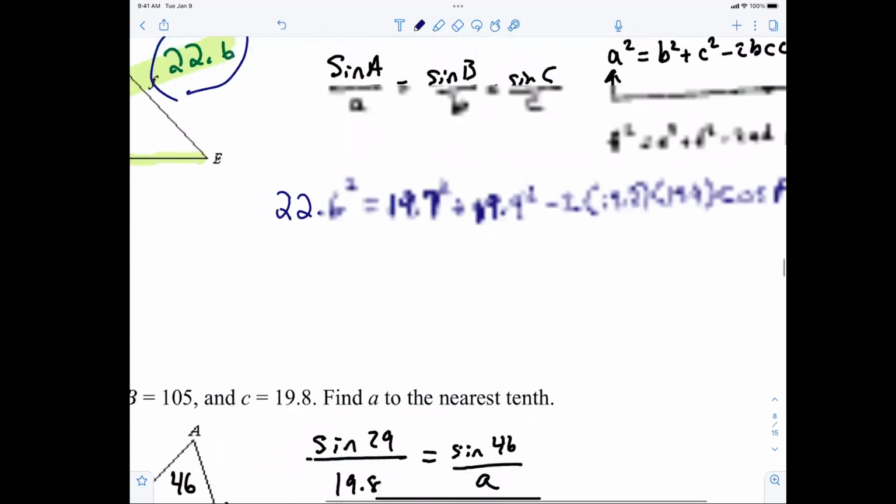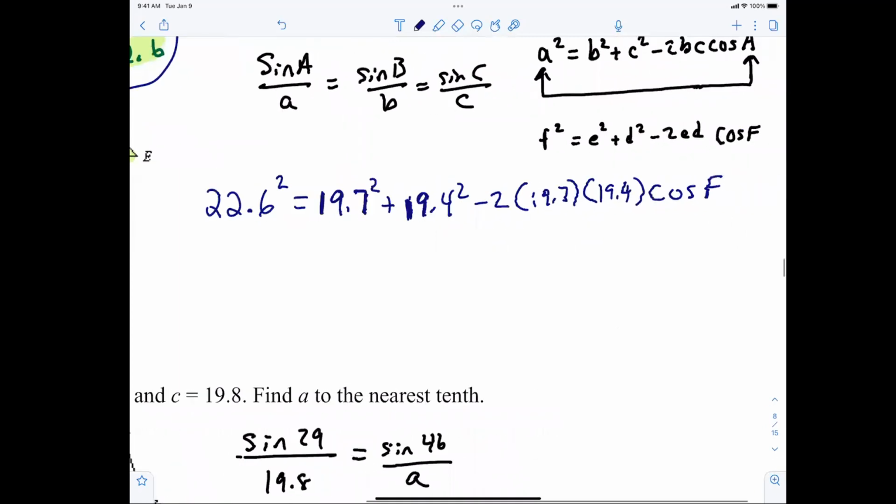What? Well, you weren't here, correct? For the law of cosines. Am I right or not?